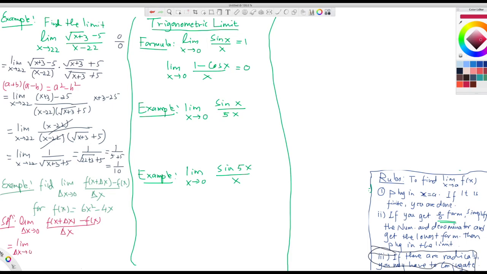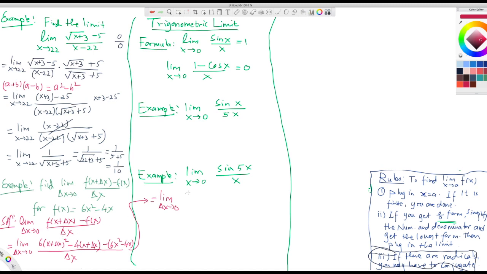You just replace x by x plus delta x, right? What you get is 6(x plus delta x) squared minus 4(x plus delta x). This is the value of f(x plus delta x), because f(x) is that, right? You replace x by x plus delta x, minus, what is f(x)? That thing, right? 6x squared minus 4x, divided by delta x. Now let me continue right here, equals the limit as delta x tends to 0.